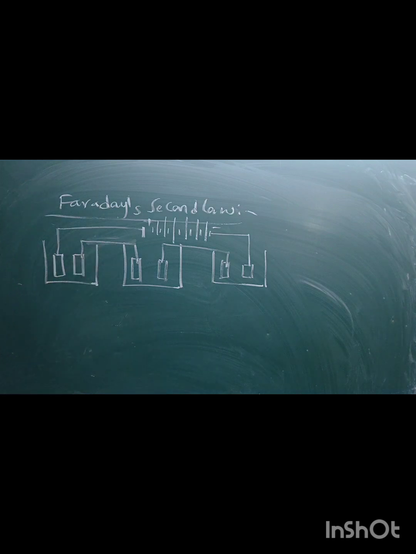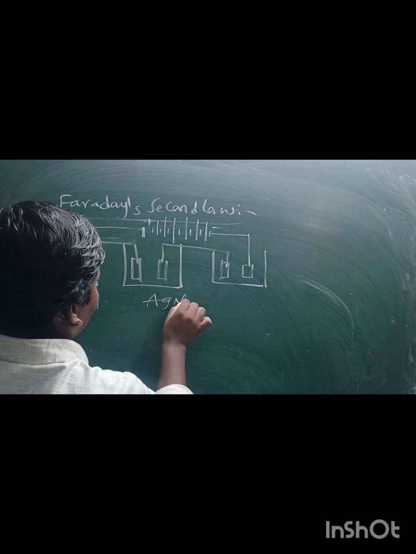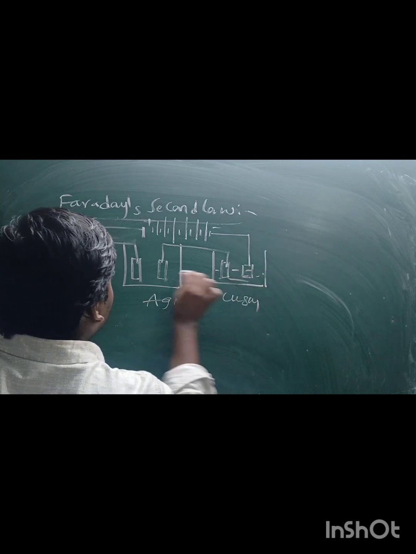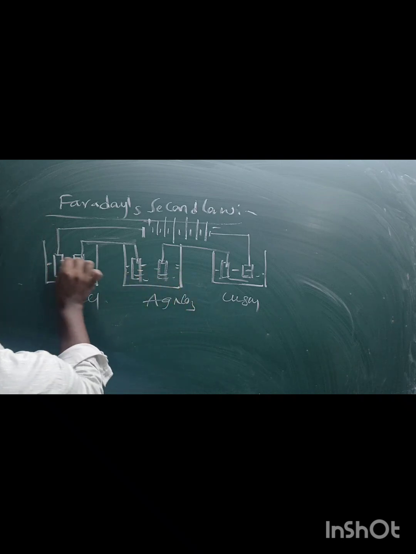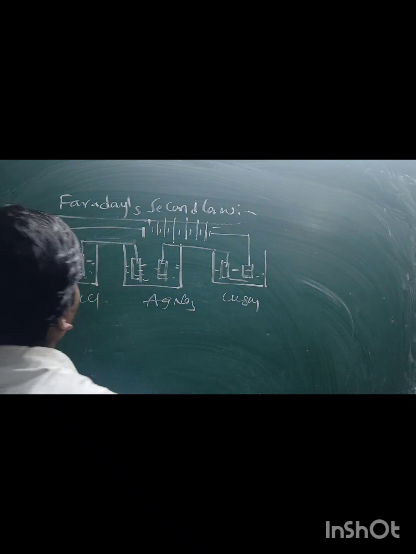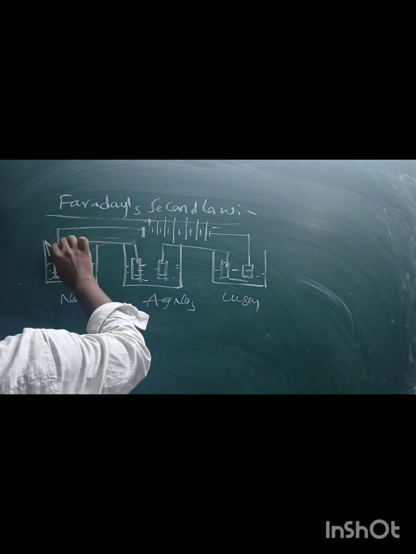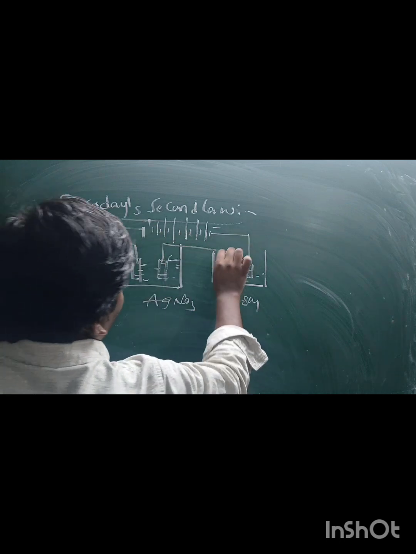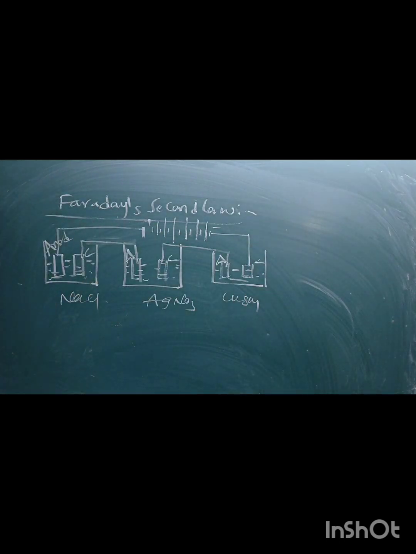when the same quantity, for example, if you take NaCl solution, AgNO3 solution, copper sulfate solution, different electrolytes in an electrolytic container cell. Okay, this is anode, cathode, anode, cathode, anode, cathode.